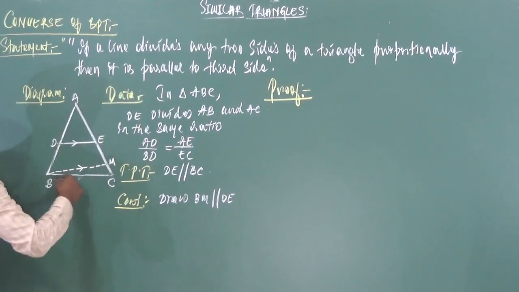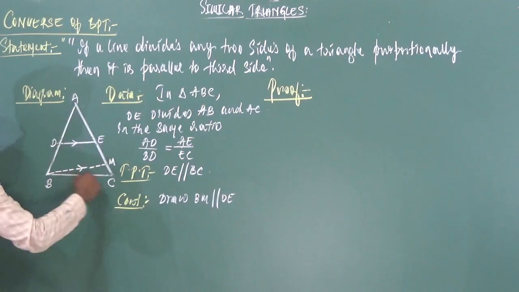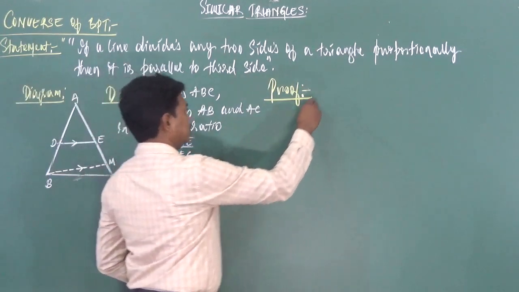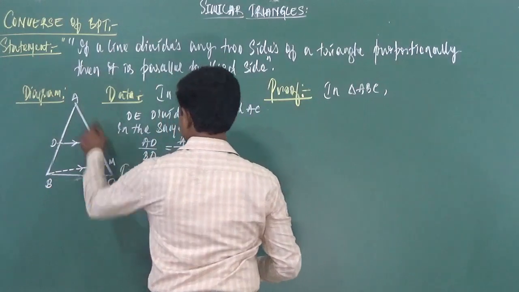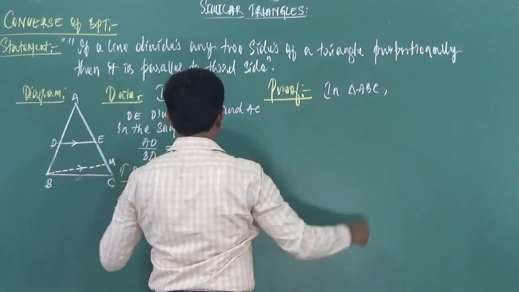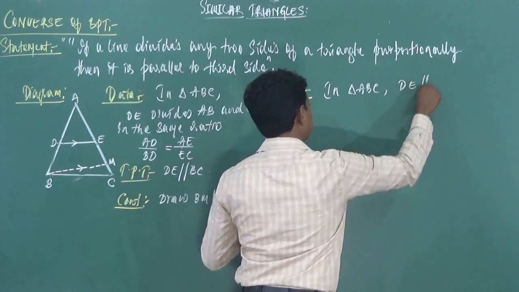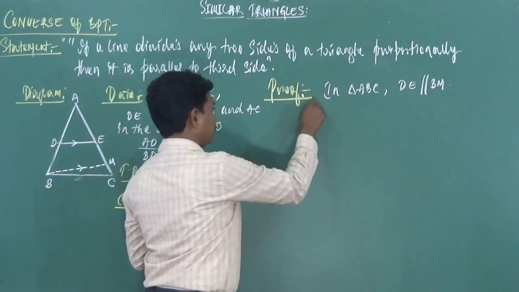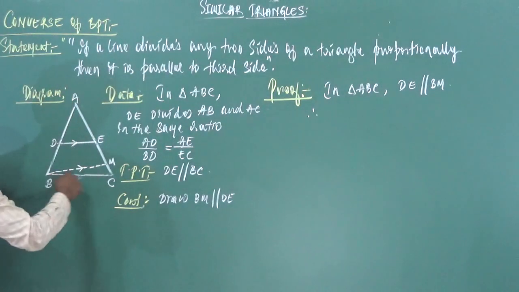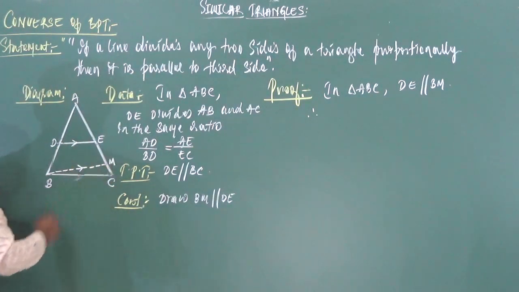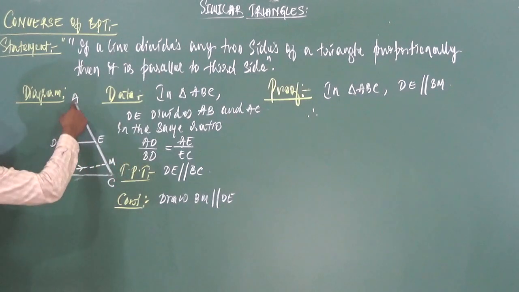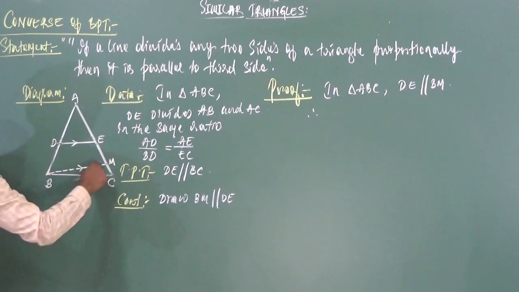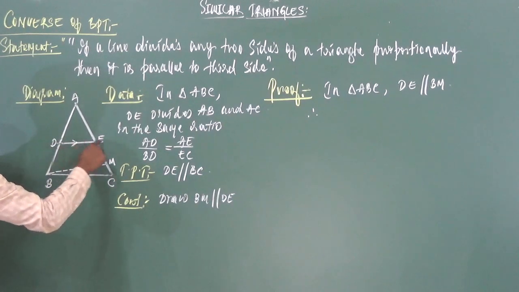Now let us select triangle ABC. In triangle ABC, DE is parallel to BM. So therefore, in triangle ABC, DE is parallel to BM. We are applying Thales' theorem here. In triangle ABC, BM is parallel to DE, that is, DE is parallel to BM.